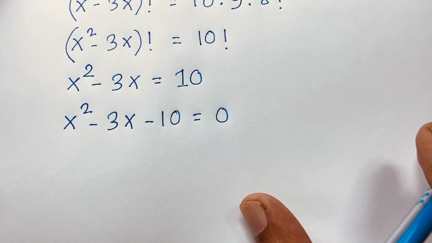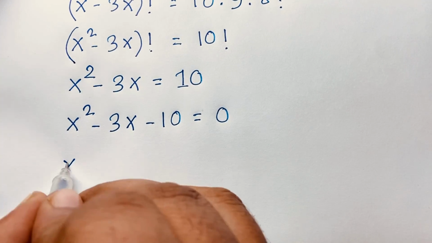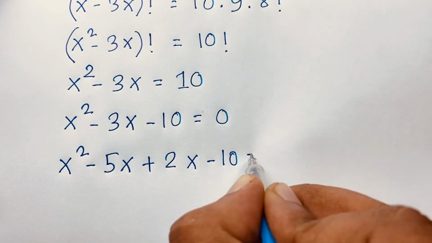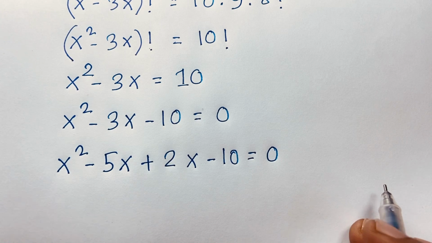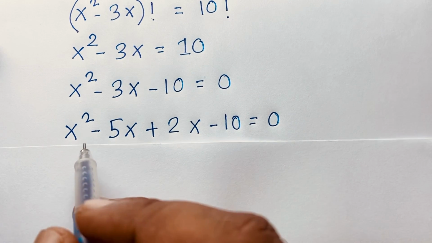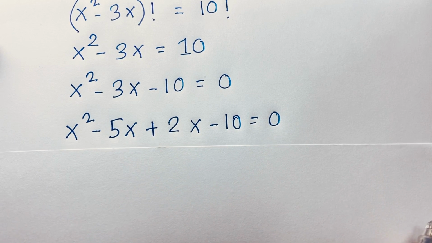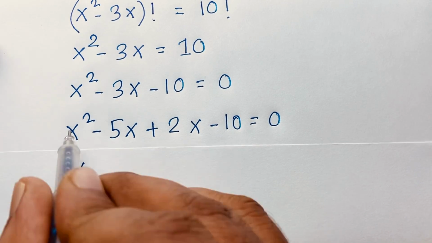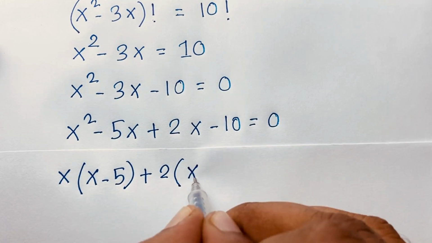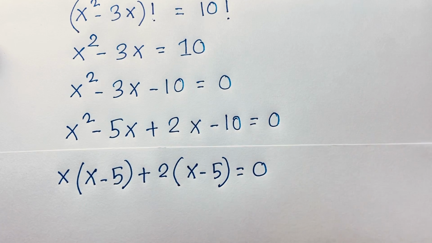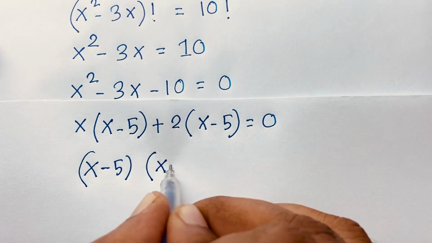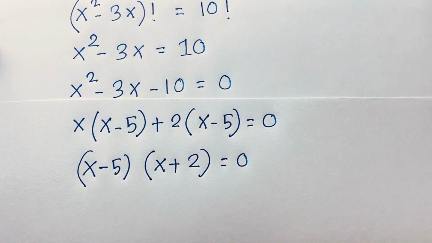We know that 5 times 2 is 10. So if I do the middle factor in this expression, it will be x² - 5x + 2x - 10 is equal to 0. Here x is common, so x times (x - 5) plus 2 is common, so it will be x - 5 is equal to 0. Now x - 5 is common, so it will be (x + 2) is equal to 0. So we'll find two cases.